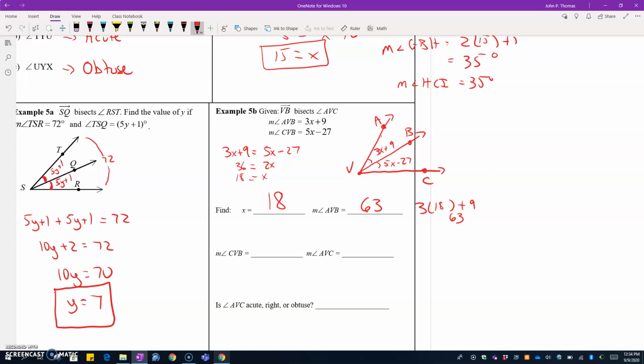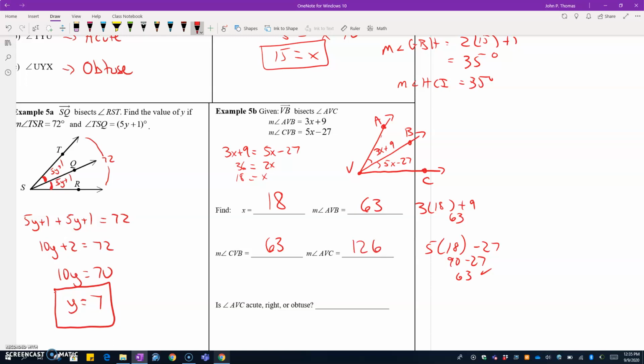Now, because of bisects, we know BVC has to be the same. All right, so we're looking at a 63 for this one as well. We can also check that by doing 5 times 18 minus 27. So that's 90 minus 27, or 63. So it does check. All right, then it asks us for AVC. That's the whole angle. So the two parts are each 63. So that means the whole angle is going to be the combination of those. So we're looking at 126.